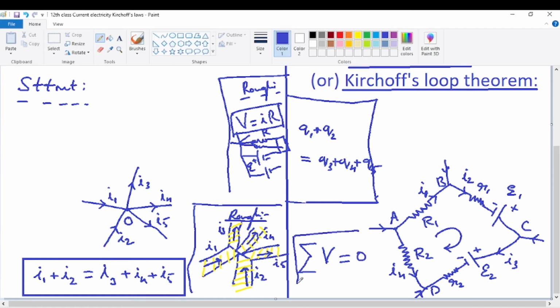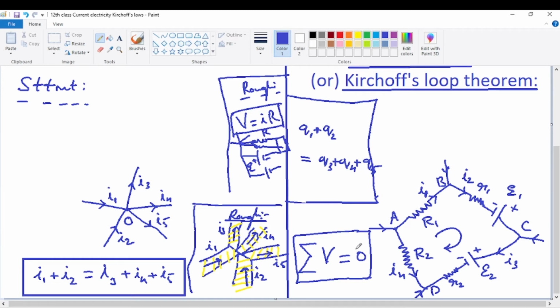It is exactly equal to 0. Now, how does this come? Why is the sum of all these potentials, or the sum of all the changes in potentials, or the sum of all the potential differences, exactly 0? This directly follows from the conservative nature of the electric field.